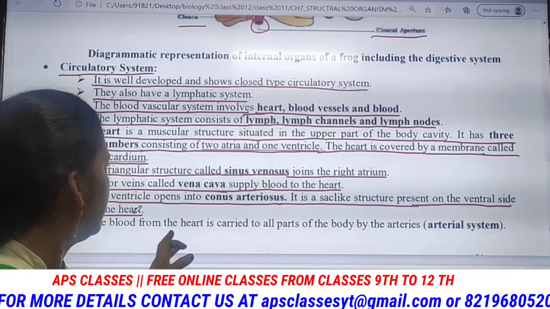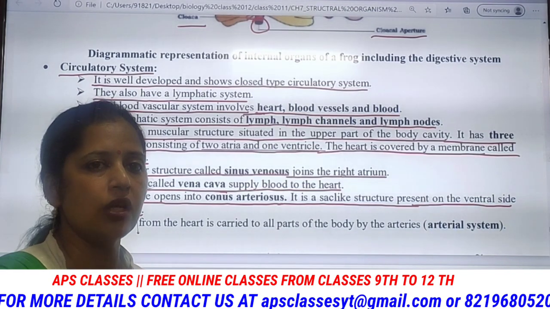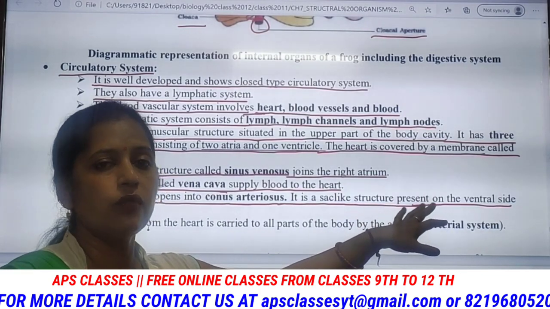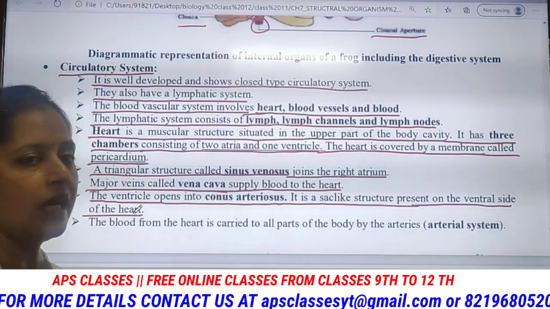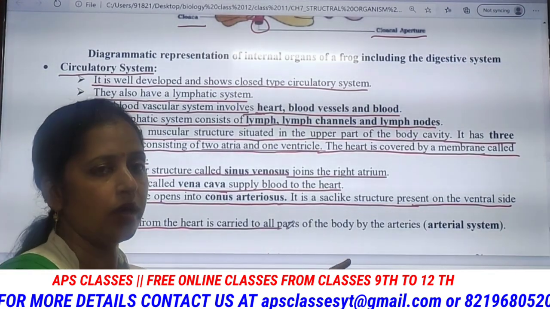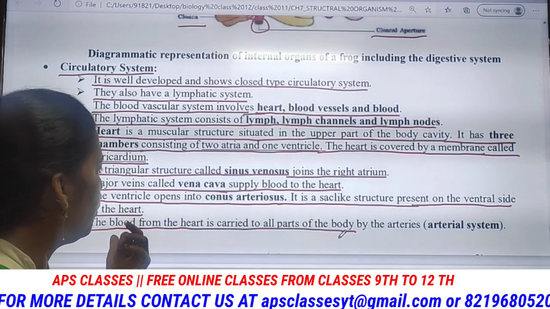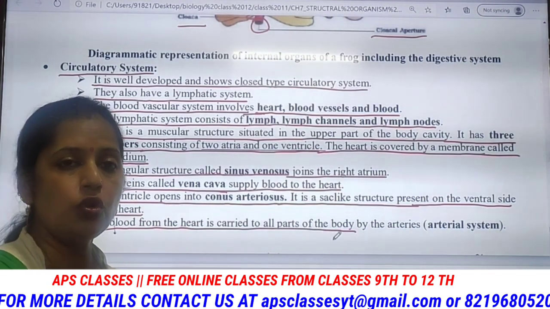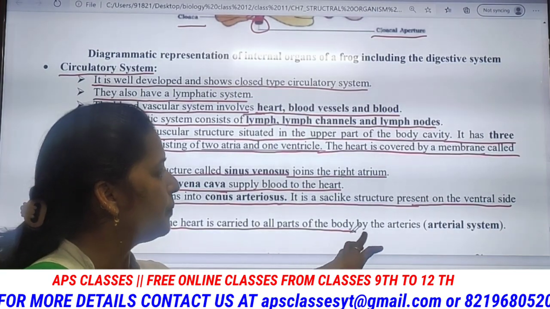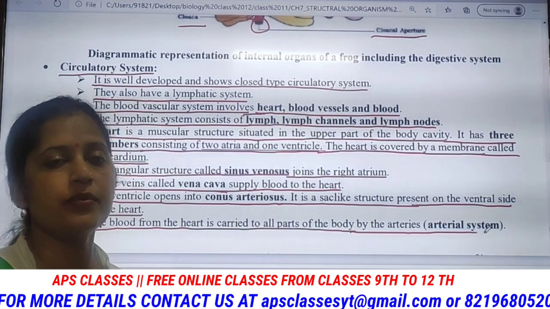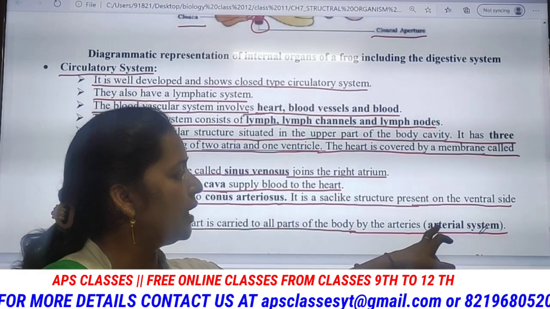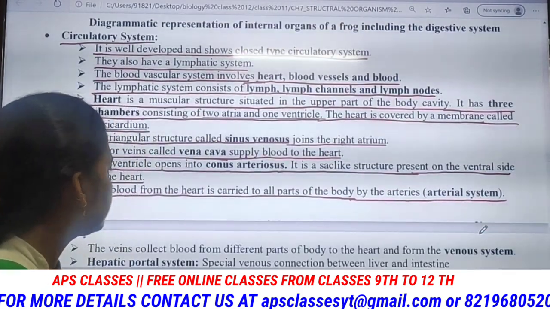It opens into the conus arteriosus, a sac-like structure present on the ventral side of the heart. The blood from the heart is carried to all parts of the body. From the heart, the blood is supplied to the various parts of the body by the arteries. With the help of arteries, the blood circulates to all parts of the body. That is known as the arterial system.